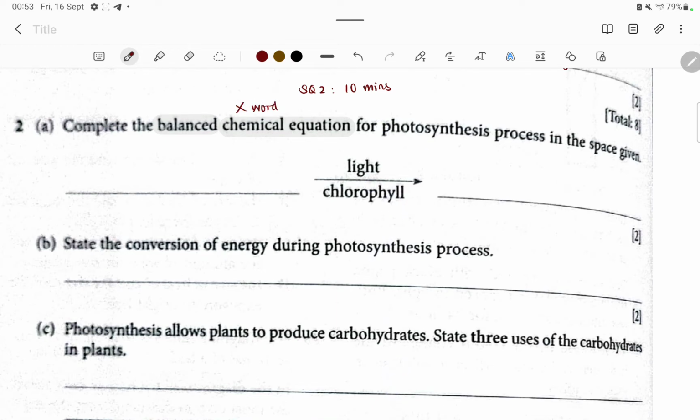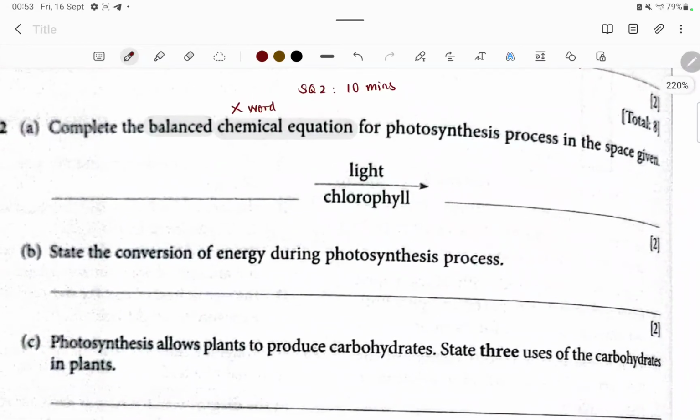Okay. So raw materials first. Carbon dioxide, CO2, and then plus with water, H2O. They will form glucose, C6H12O6 plus with oxygen, O2. And after that, balance. How to balance? At 6, 6, 6, 6. This is how you get your first 2 marks.